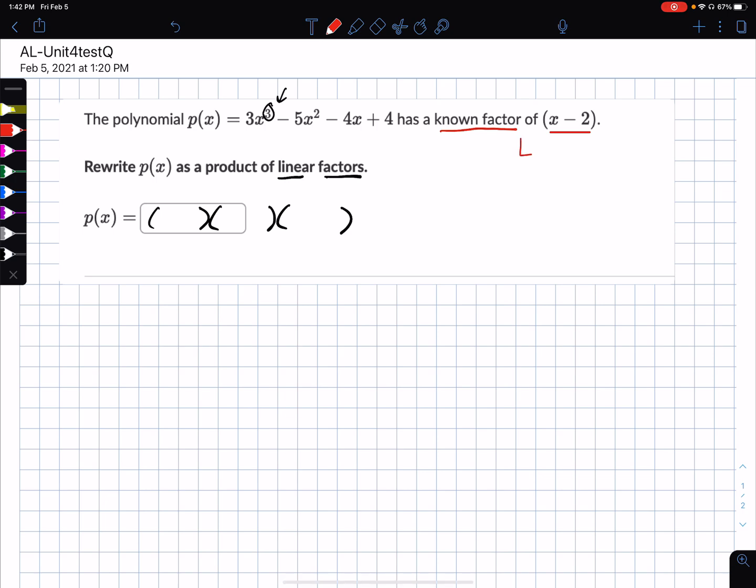And that's code for, hey, the remainder is 0 when p of x is divided by x minus 2. Okay, so if I know it's a factor, that means that thing's going to divide in there perfectly. And let's see what that looks like.